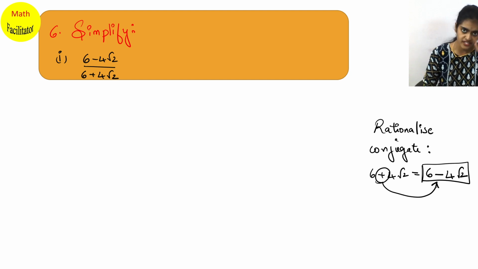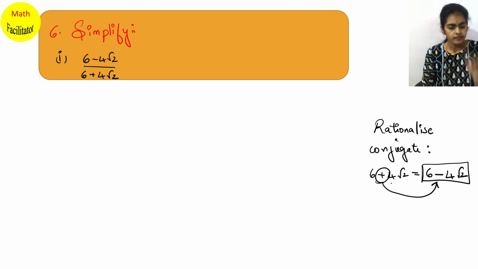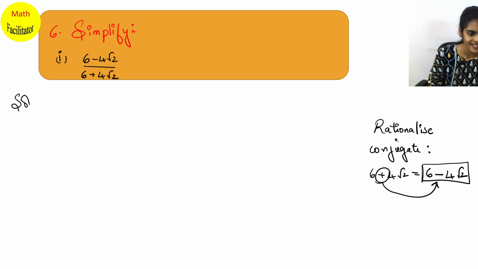If you want to rationalize the denominator, you have to multiply and divide the given term by the conjugate of the denominator. The denominator is 6 plus 4 root 2. The conjugate of this is just replacing the plus sign with minus. If you have minus, you will replace it with plus. So the opposite sign you will use. So let us solve this. Solution.